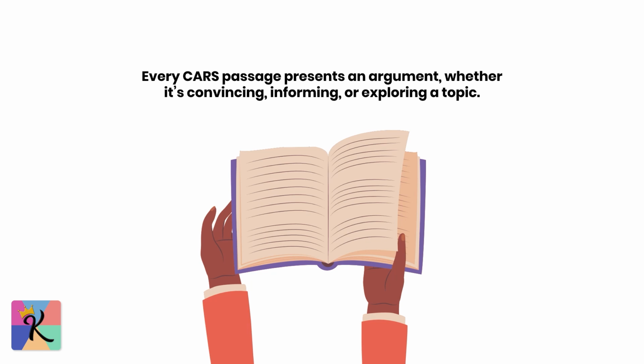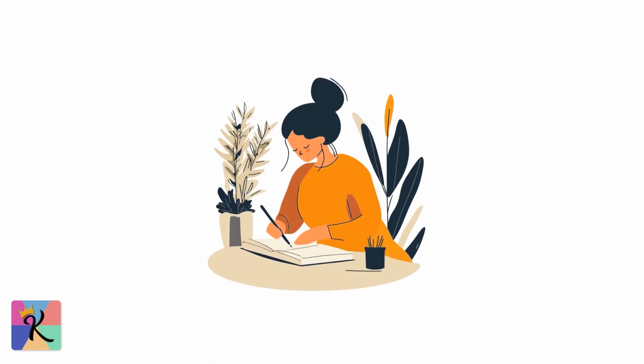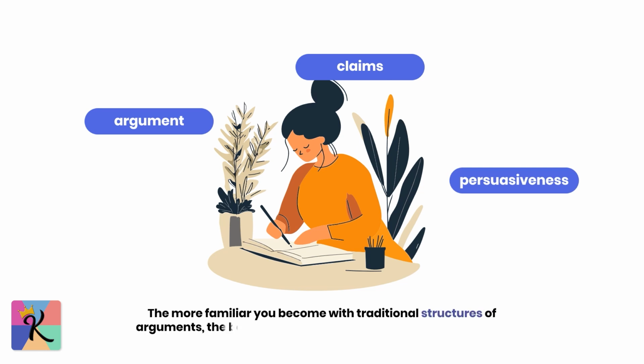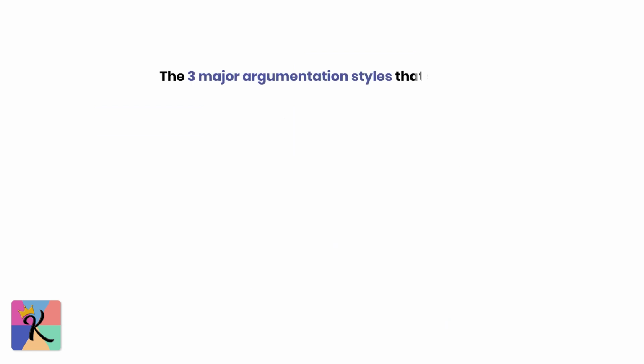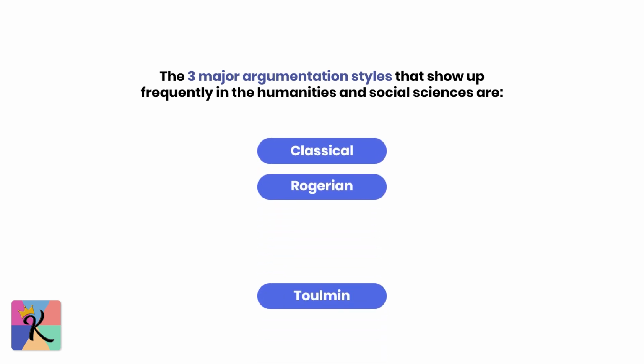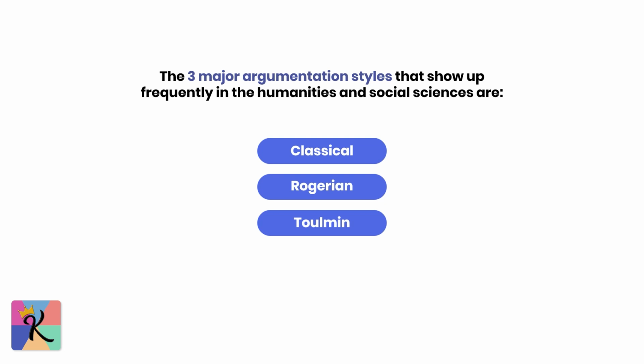The AAMC's test writers carefully choose each passage and design the questions to assess how well you understand the passage's argument, its claims, and its persuasiveness. The more familiar you become with traditional structures of arguments, the better you'll be able to navigate Carr's passages. The three major argumentation styles that show up frequently in the humanities and social sciences are classical, Rogerian, and Toulmin. By learning these, you'll see the structure and flow of Carr's passages more clearly.